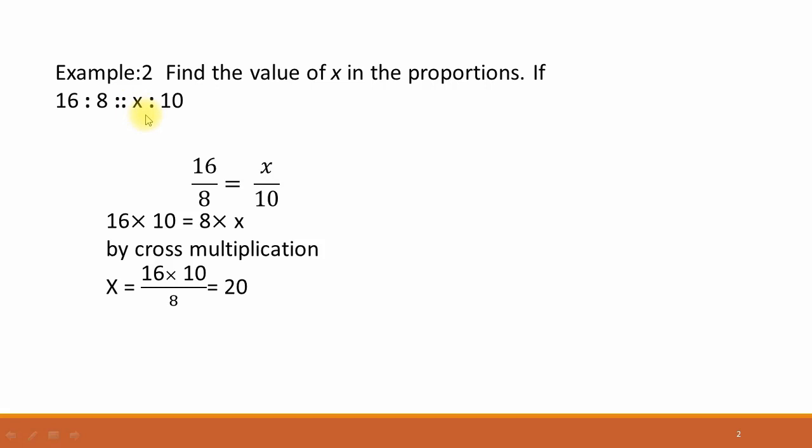So dear students, when we solve a proportion problem, first of all note that proportion means two ratios are equal, and 16:8 can be written as 16/8. So x ratio 10 is also written as x by 10. Now to find the value of x by cross multiplication, 16 multiplied by 10 is equal to 8 multiplied by x, and dividing both sides by 8 after simplification, we obtain in this proportion that the value of x is 20.